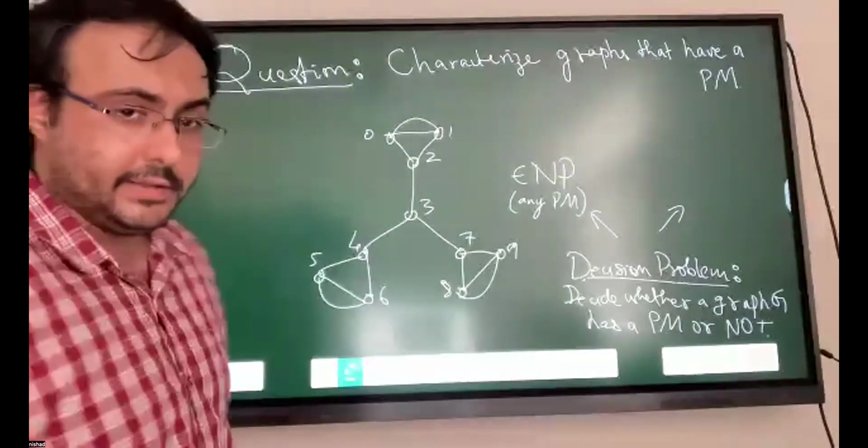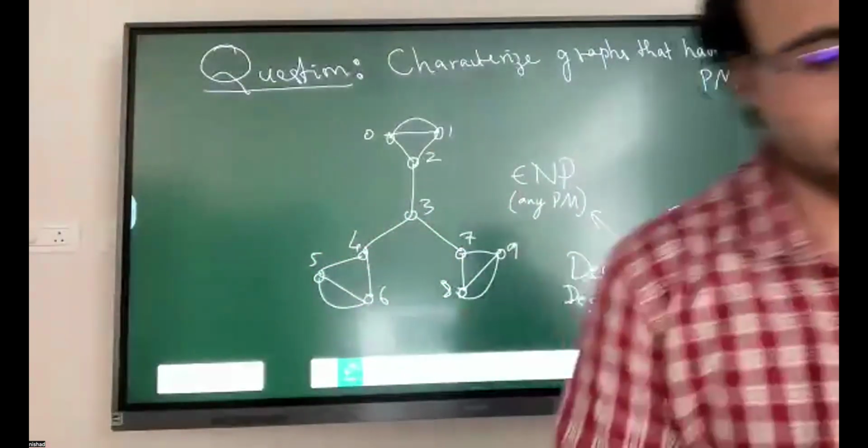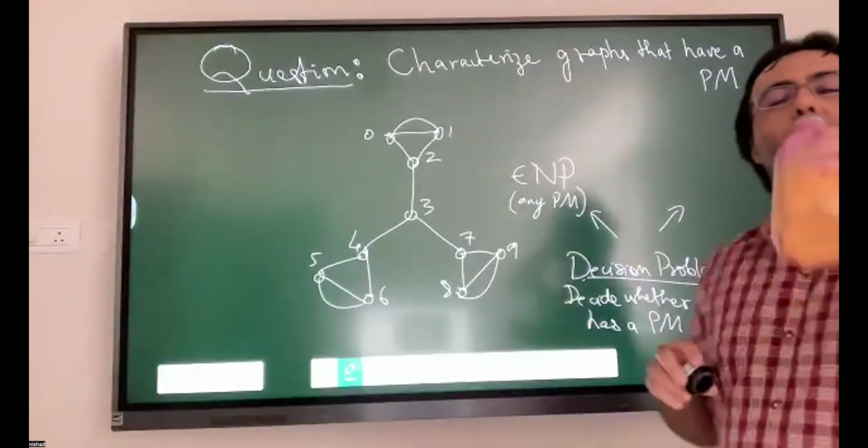Because odd number of vertices? No, there is an even number of vertices, 0 to 9. Oh, 0, you have started. Okay, yes, I've started with 0. Yes, yes. Thank you.